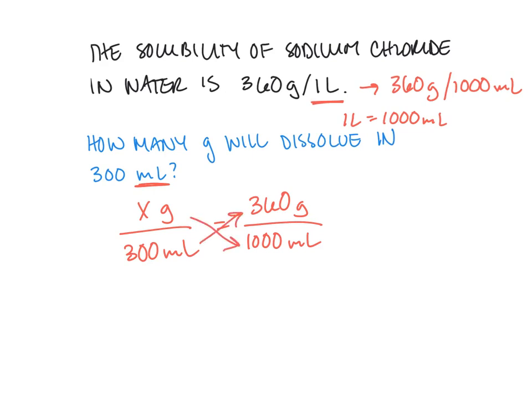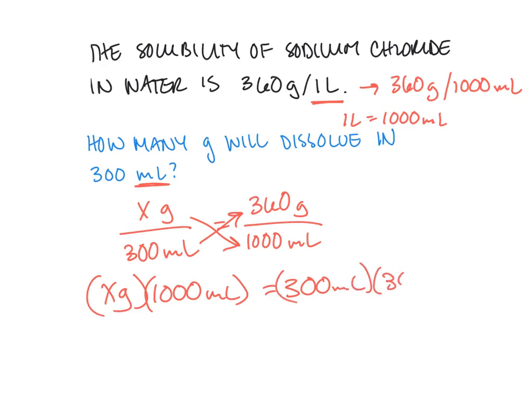So we have X grams times 1,000 milliliters equals 300 milliliters times 360 grams. Now I'm just solving for X. So I'm going to do 300 times 360.